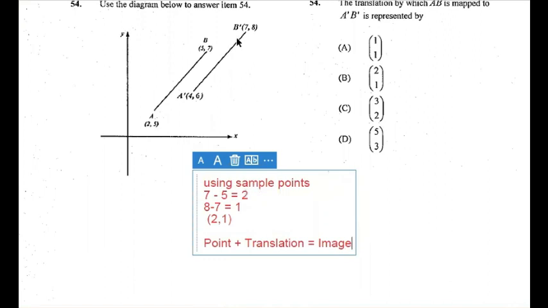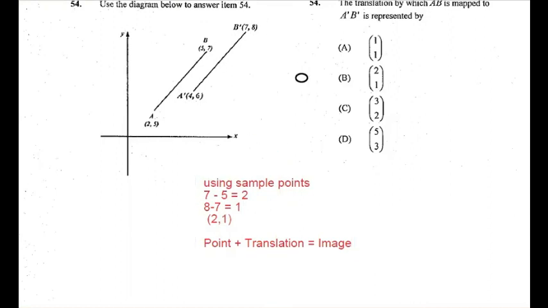We're just choosing two random points, and remember coordinates are always written as x then y. So we're using 7 minus 5 to give us 2, and 8 minus 7 to give us 1. So our translation is (2, 1). And you could also use the points at the lower end, so it will be 4 minus 2 to give us 2 and 6 minus 5 to give us 1. Whichever set of coordinates you choose to use, you will still get the same answer, and therefore our answer for 54 is B.